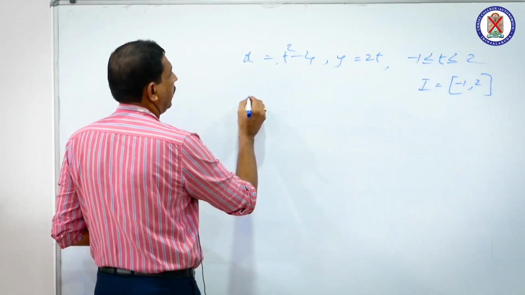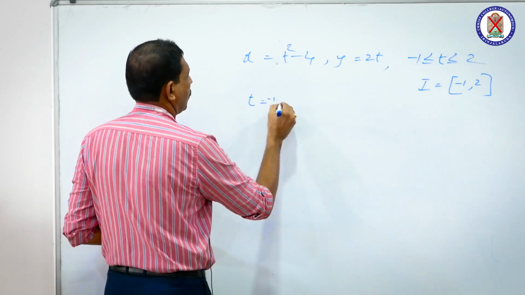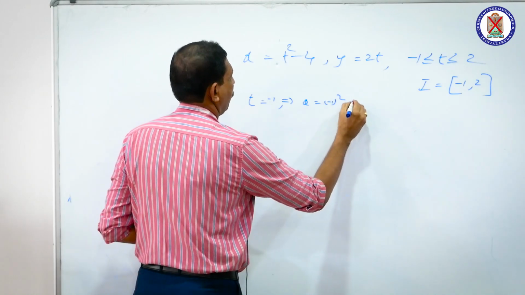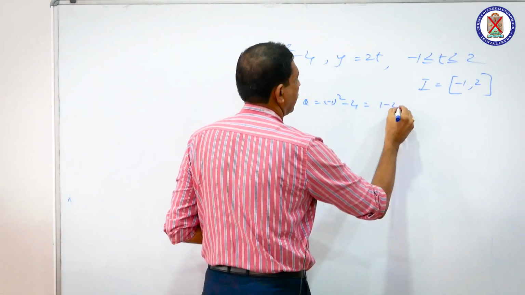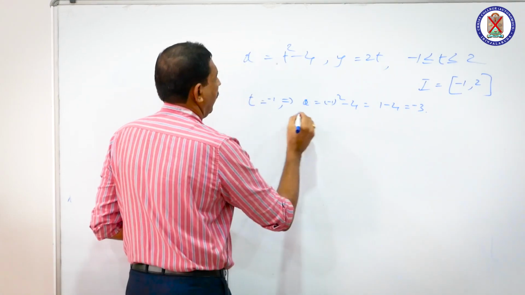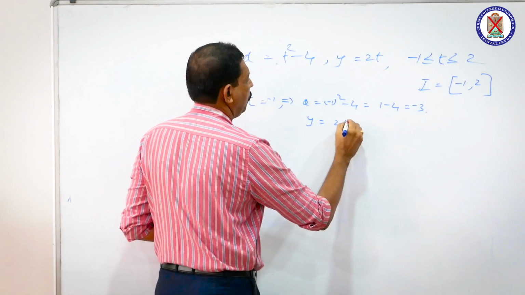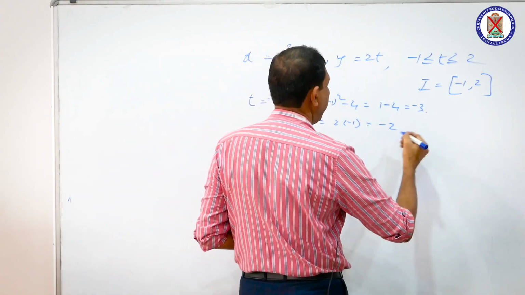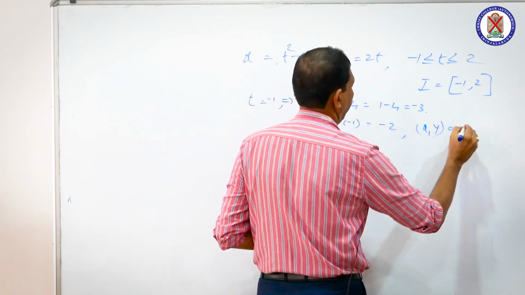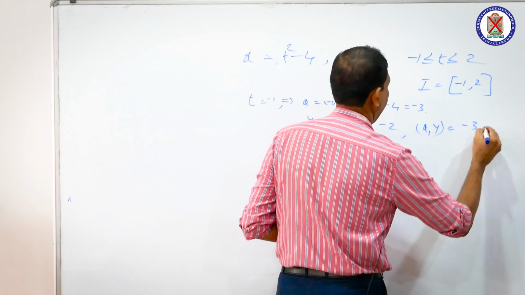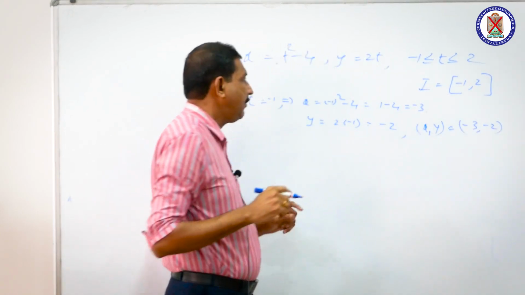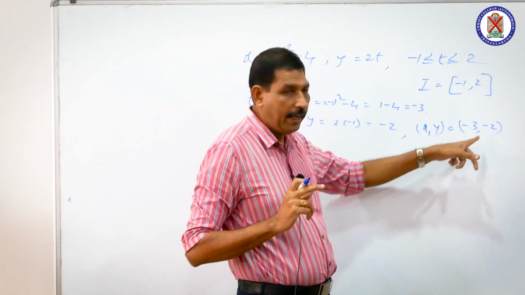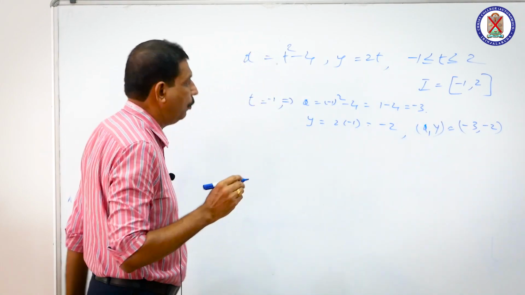For that, we will start with t equal to minus 1, which implies x is equal to minus 1 square minus 4, that is equal to 1 minus 4, that is equal to minus 3, and y equal to 2 into minus 1, that is equal to minus 2. Therefore, our point (x, y) equals (minus 3, minus 2). As far as this interval is concerned, the initial point of the curve is (minus 3, minus 2).